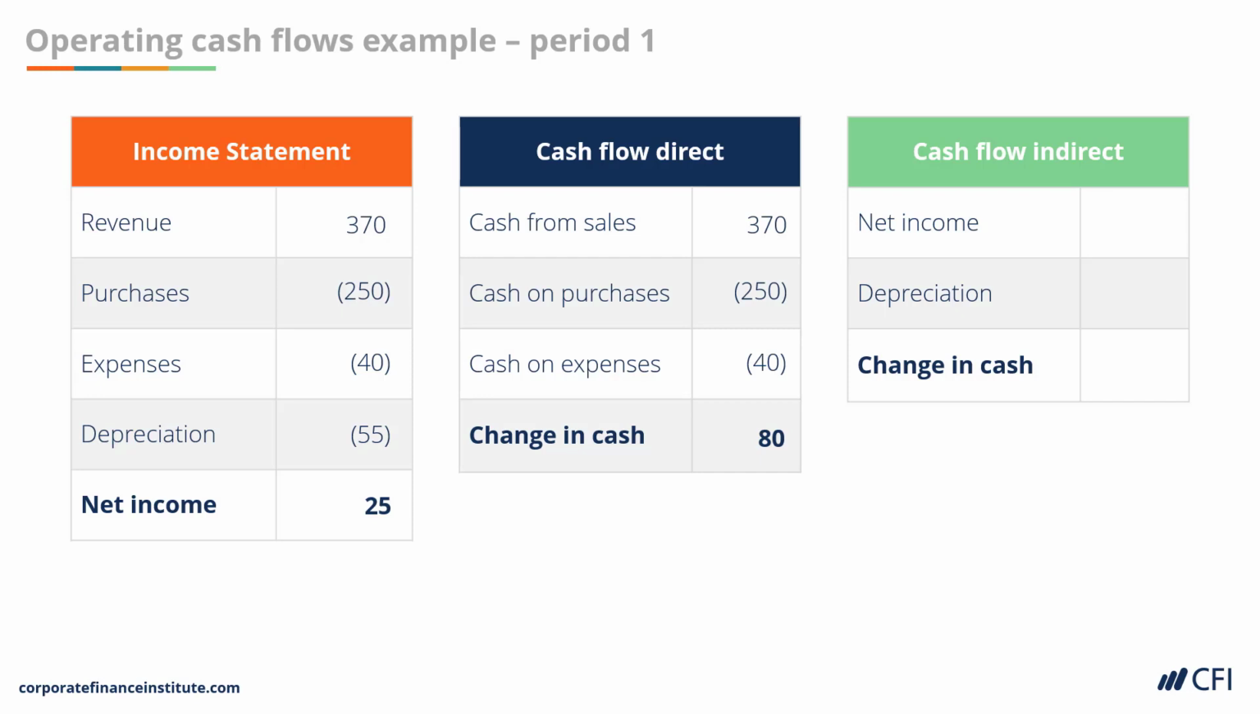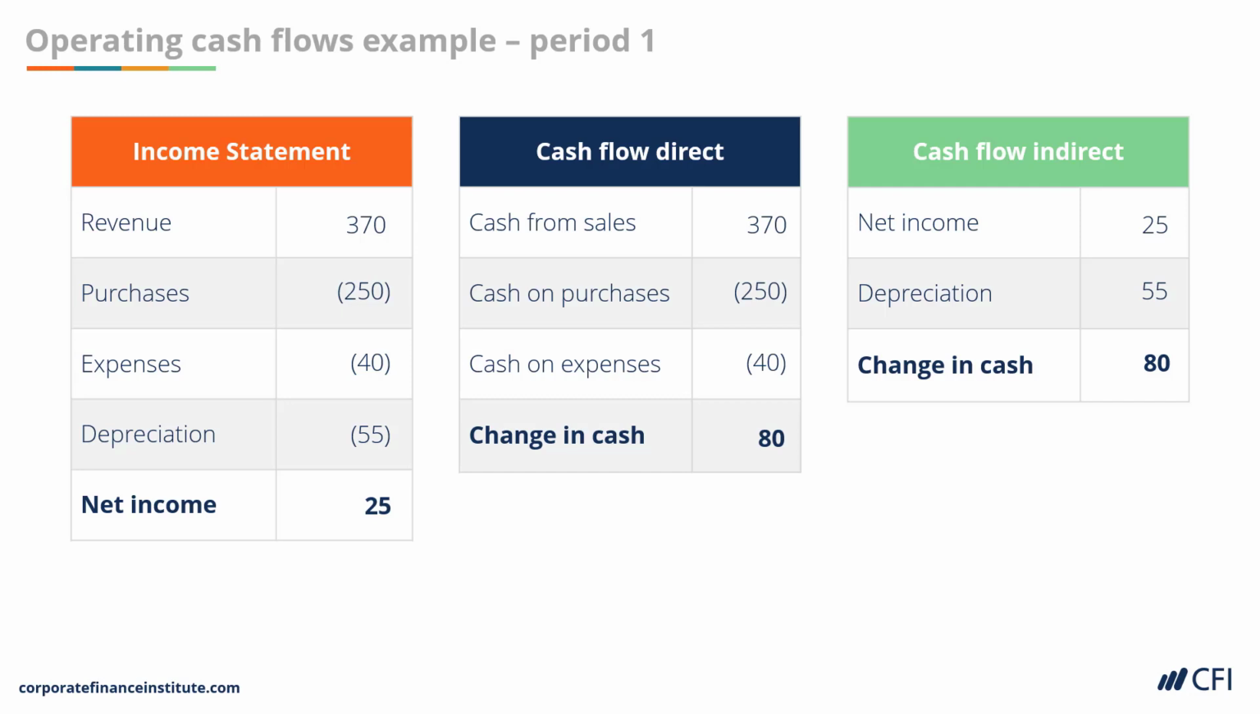We start by taking the net income from the bottom of the income statement of $25. We then adjust for any non-cash expenses, such as depreciation, which we add back, equal to $55. In this simplified example, there were no changes in working capital accounts on the balance sheet, so the only adjustment we have to make on the indirect method is to add back depreciation. Now, the resulting net change in cash using the indirect method is $80.